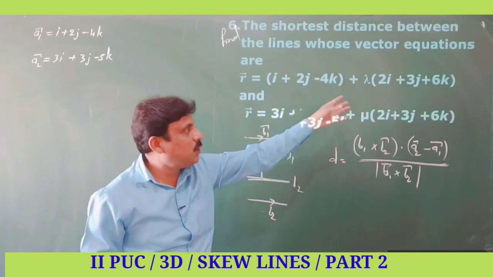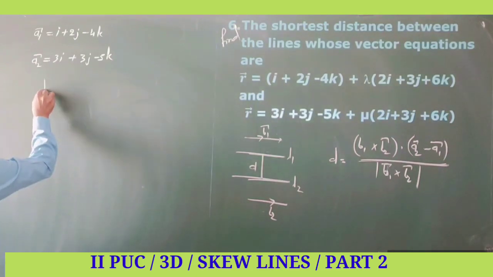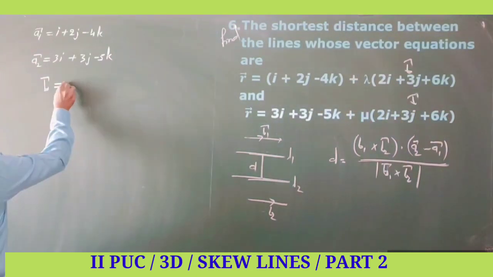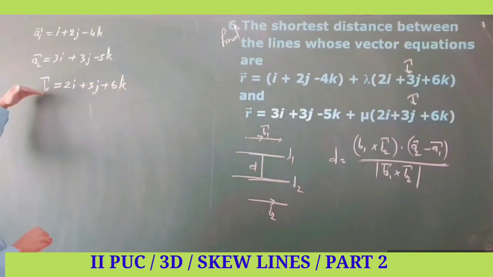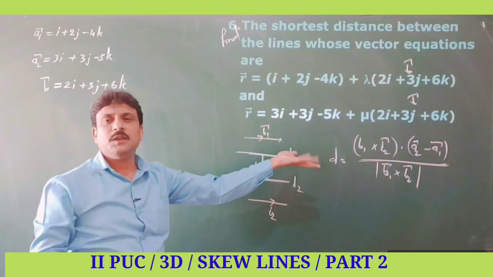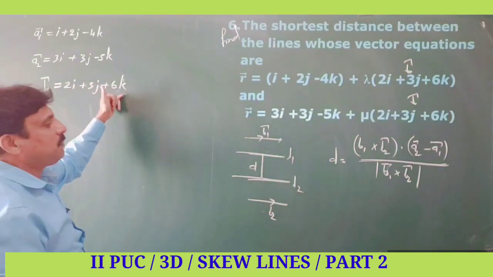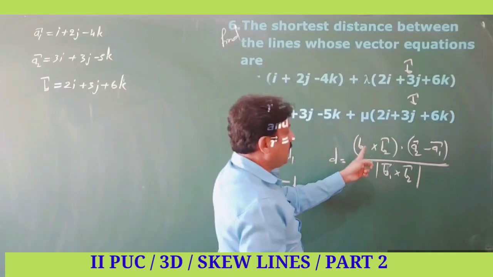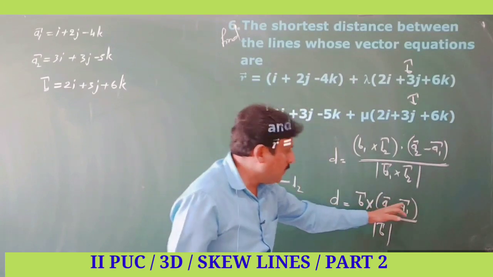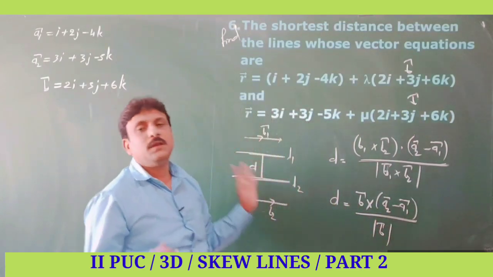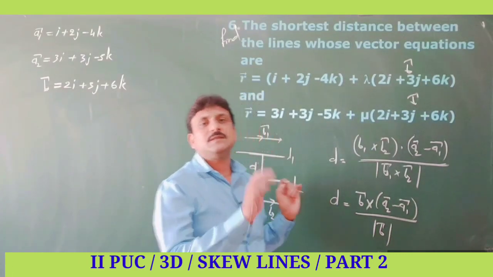So there b1 and b2 are not different, b1 and b2 are the same. Call that b1 b2 as b. Don't take b1 b2, because b1 b2 are same, equal. So call that b1 b2 as b. So b equals 2i plus 3j plus 6k. Then the formula will be modified. There is no b1 b2 there, so d equals b cross a2 minus a1 divided by magnitude b. This is the formula to find out the distance between parallel lines.